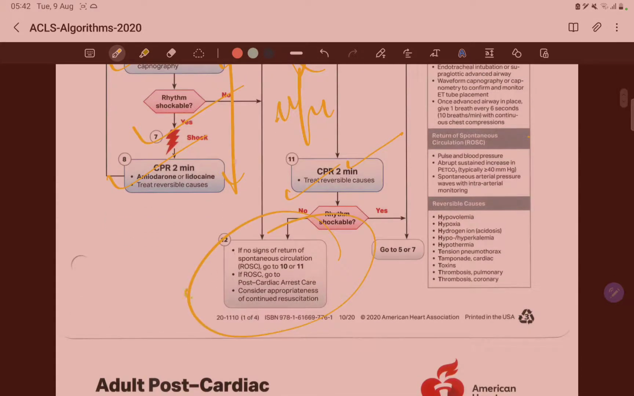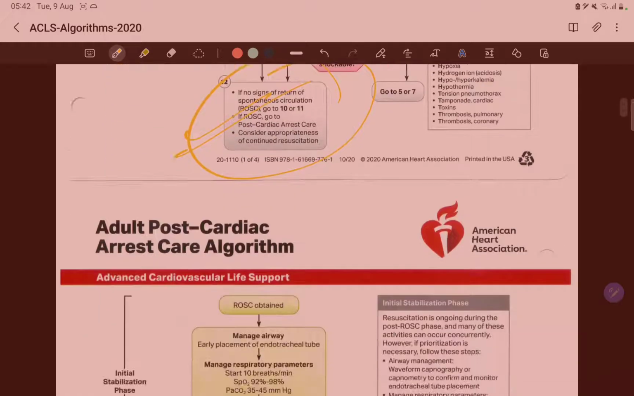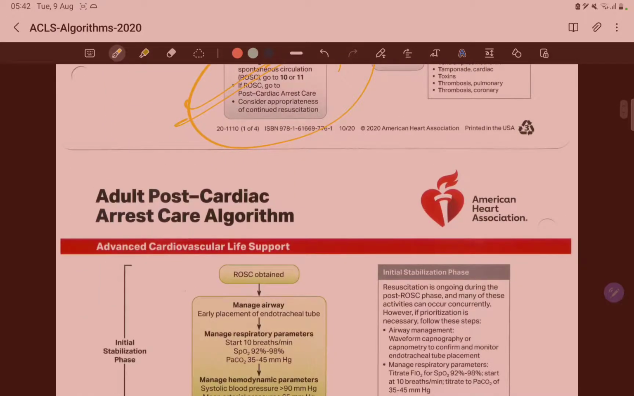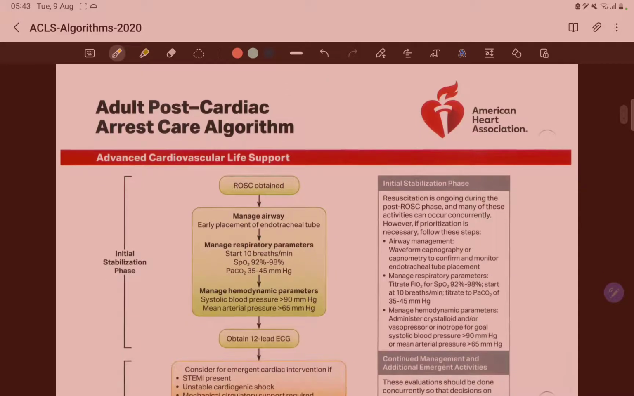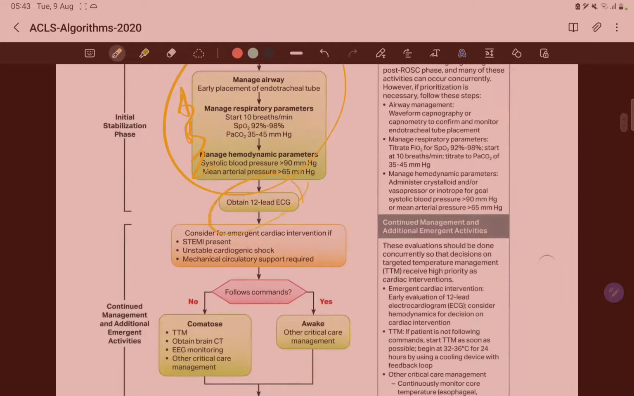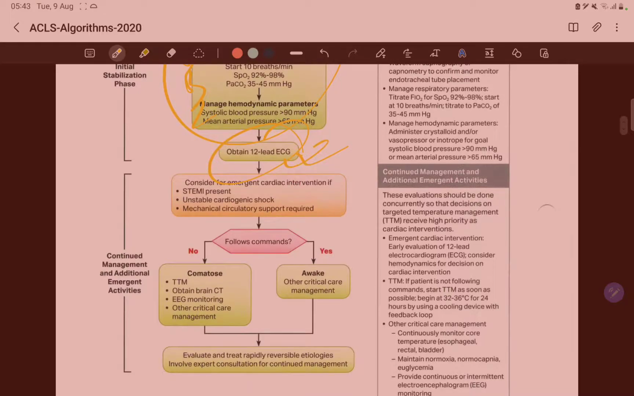If the patient has come back, if return of spontaneous circulation (ROSC) is there, then we go for the ABC management. In ABC management we obtain a 12 lead ECG. After that, if the patient is actually having some STEMI problem, we go for the cath lab.